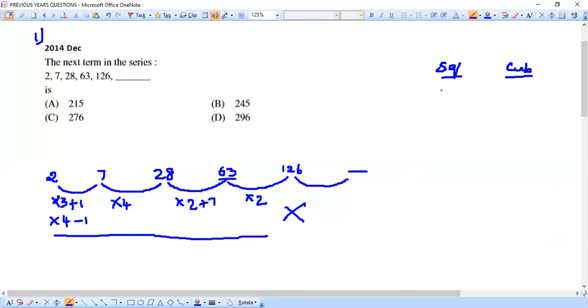So what is 1 square? 1 square is 1. And 2 square is 4. 3 square is 9. 4 square is 16. 5 square is 25. 6 square is 36. Likewise it goes, okay? Let me not waste time here much. So this is what is square, okay?